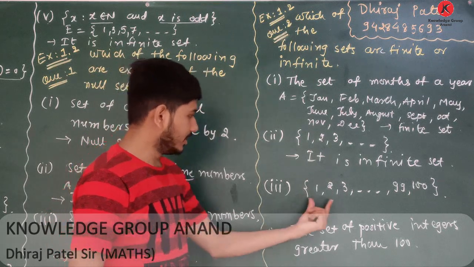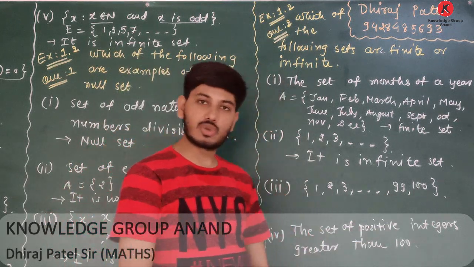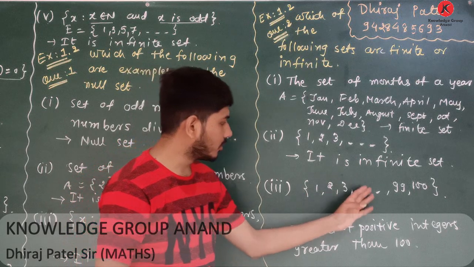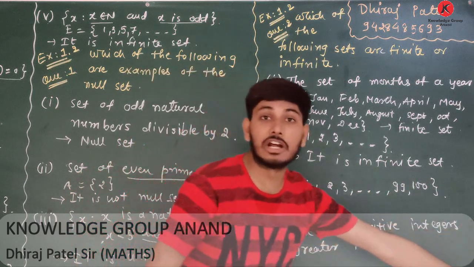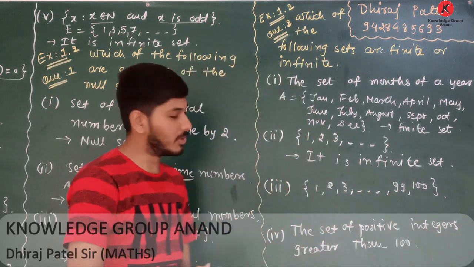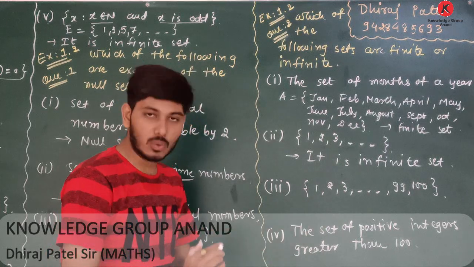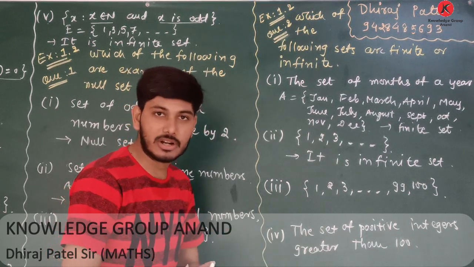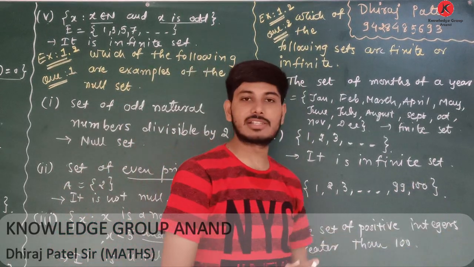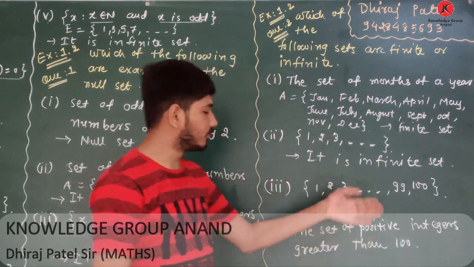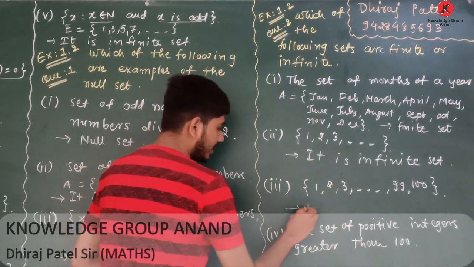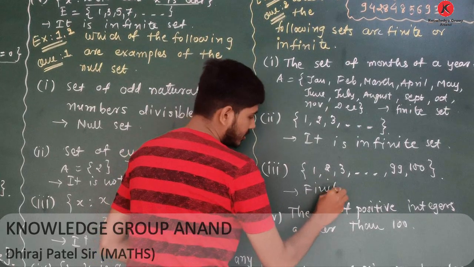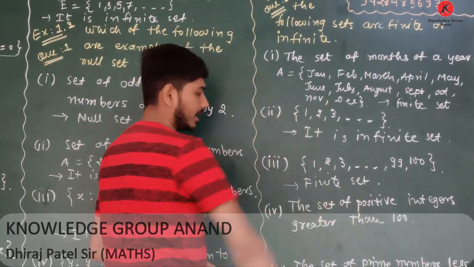Next, the question itself is given in roster form: 1, 2, 3, 4, 5 up to 99 and 100. The last number is 100. We can count these numbers. There are 100 numbers, therefore we can say that it is a finite set.